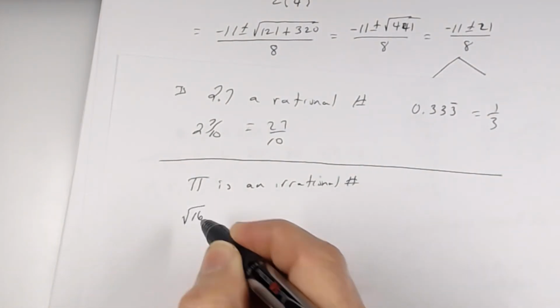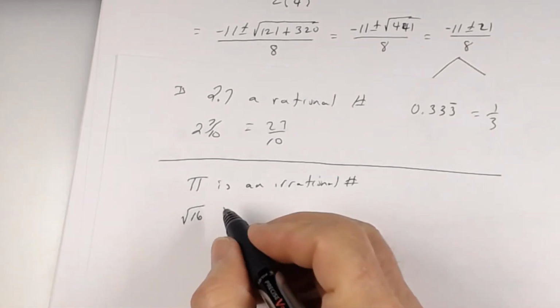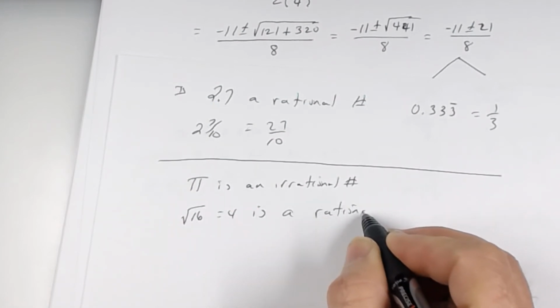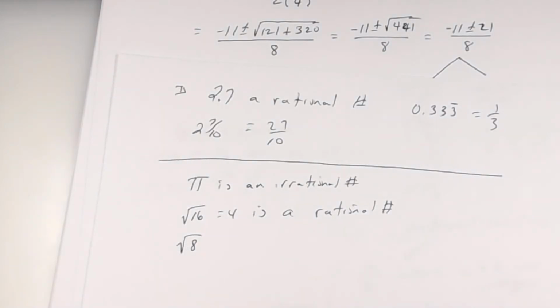The square root of 16. Is the square root of 16 rational or irrational? It's rational because the square root of 16 equals what? 4. So that's rational. So the square root of 16, which is 4, is a rational number. The square root of 8. Rational or irrational? If you say rational, then you should be able to write the square root of 8 as a fraction, an integer divided by an integer. What is it? It's irrational. The square root of 8 is an irrational number.